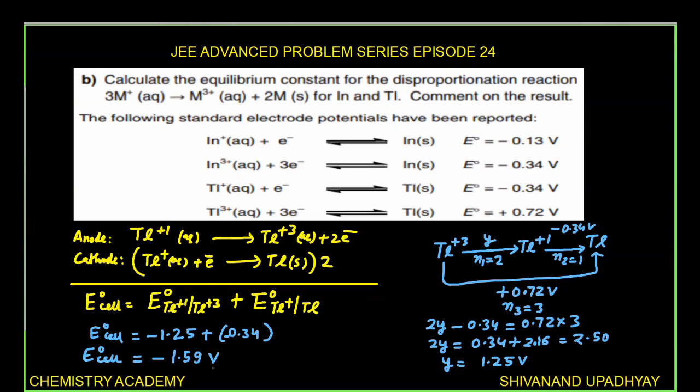So the negative sign is saying that the disproportionation reaction is non-spontaneous. So from here we can say that comproportionation is the reverse of disproportionation, right? So the comproportionation reaction is spontaneous. From here we can prove that thallium +1 is more stable than thallium +3.